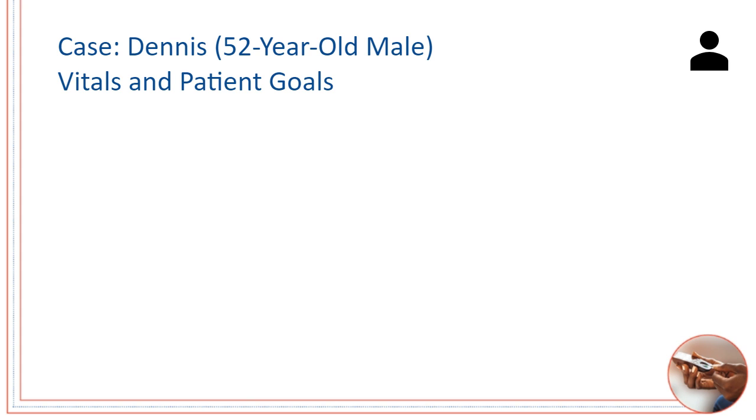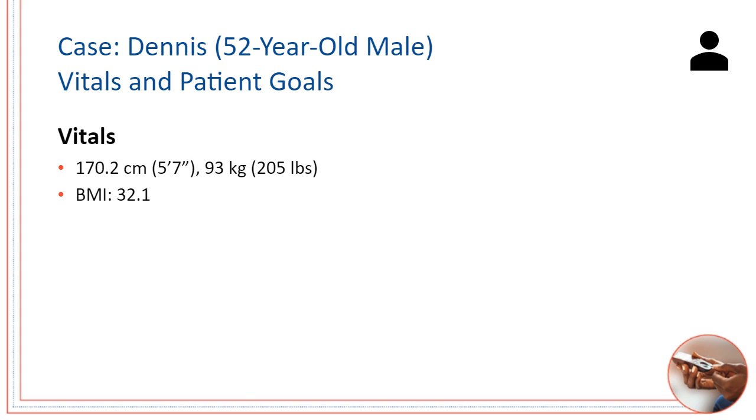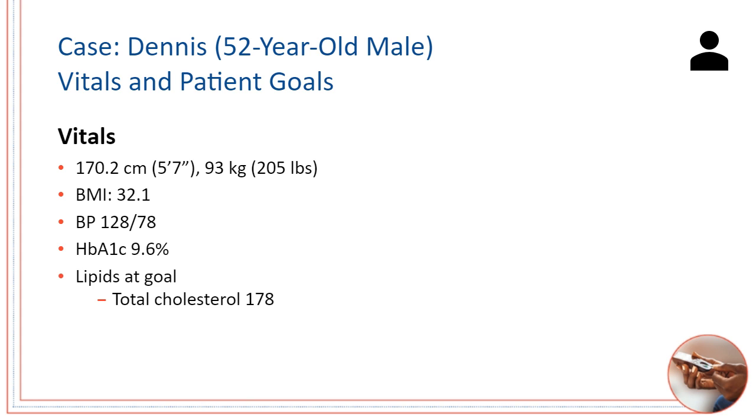Let's talk a little bit more about Dennis. You can see by his vitals that he's got a weight that puts him in the obese range with a BMI of 32.1. His blood pressure seems to be pretty well controlled today at 128/78. His A1C, which is higher than normal for him, is 9.6%. And he's got very classic diabetic dyslipidemia with low HDL and high triglycerides.